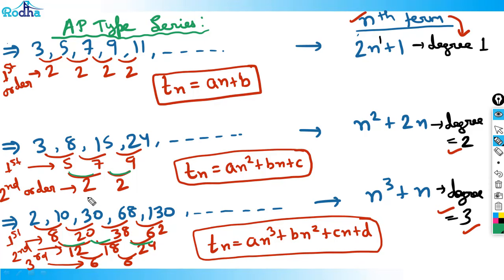Then we'll do GP type series also. In that, after taking few differences, some series will go in GP, okay? So for this AP type series, we can have this general funda, fine? Okay. Now let's do one question and understand this logic.